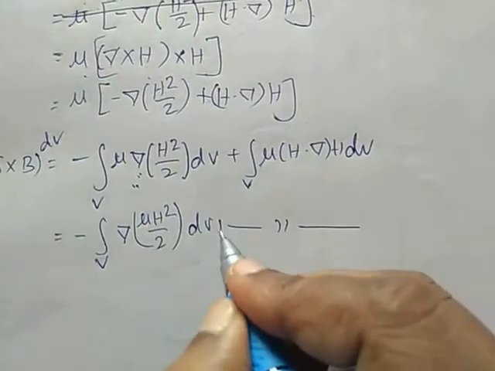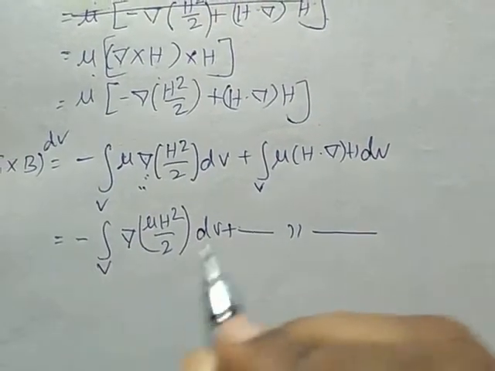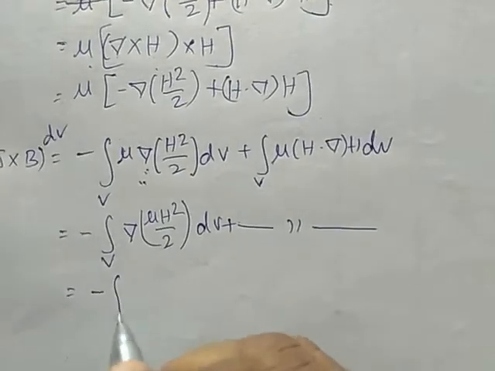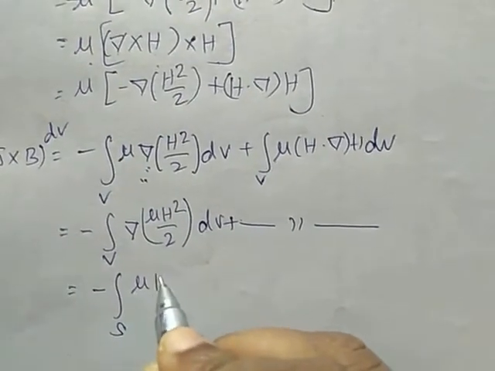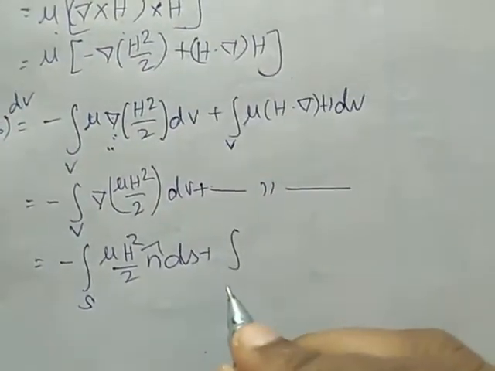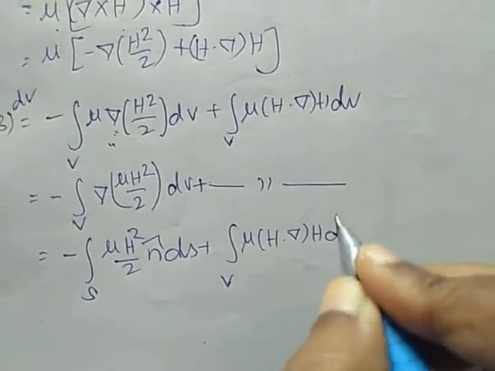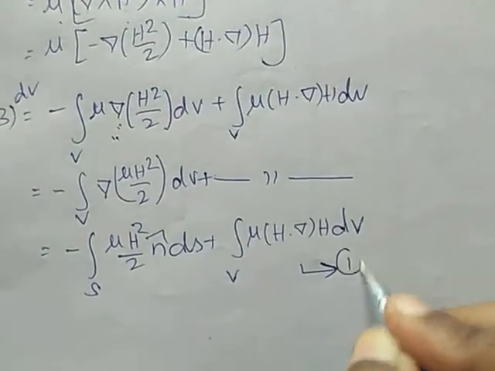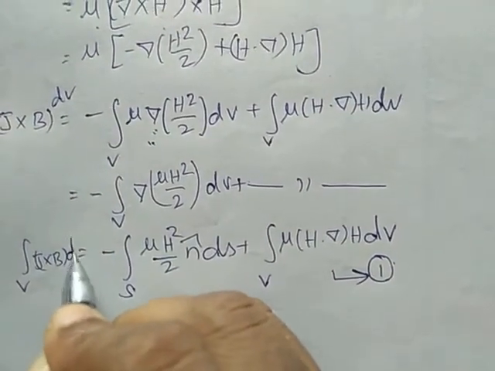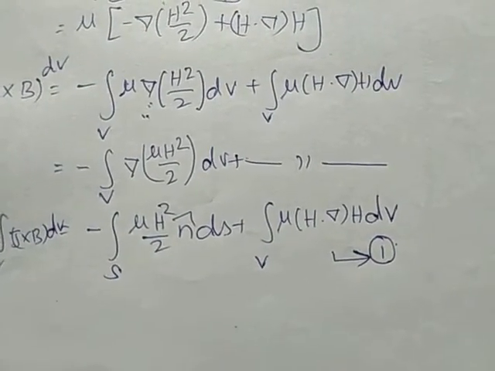Now I am going to change the volume integral into a surface integral using the Gauss divergence theorem. So I'll get the surface integral of mu H square by 2 n cap dS plus the second integral, which remains as it is, mu H dot del H dV. I'll take this as equation 1. So our LHS, the integral of J cross B dV, is equal to one surface integral plus a volume integral.